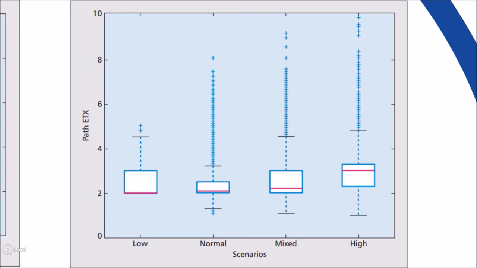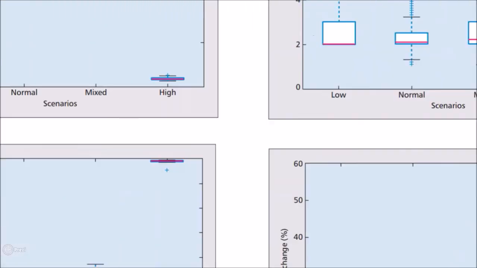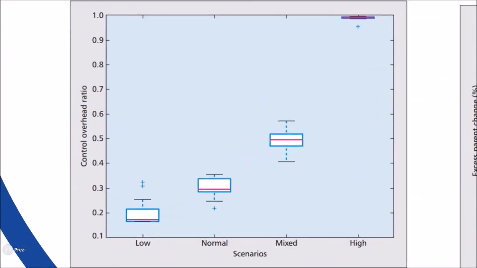So it sends out a control message to get a new path, or to switch itself from rank, or to discover a new path to make the network better, or to repair itself in some cases when links are being broken. So on the next slide we show the control overhead ratio.